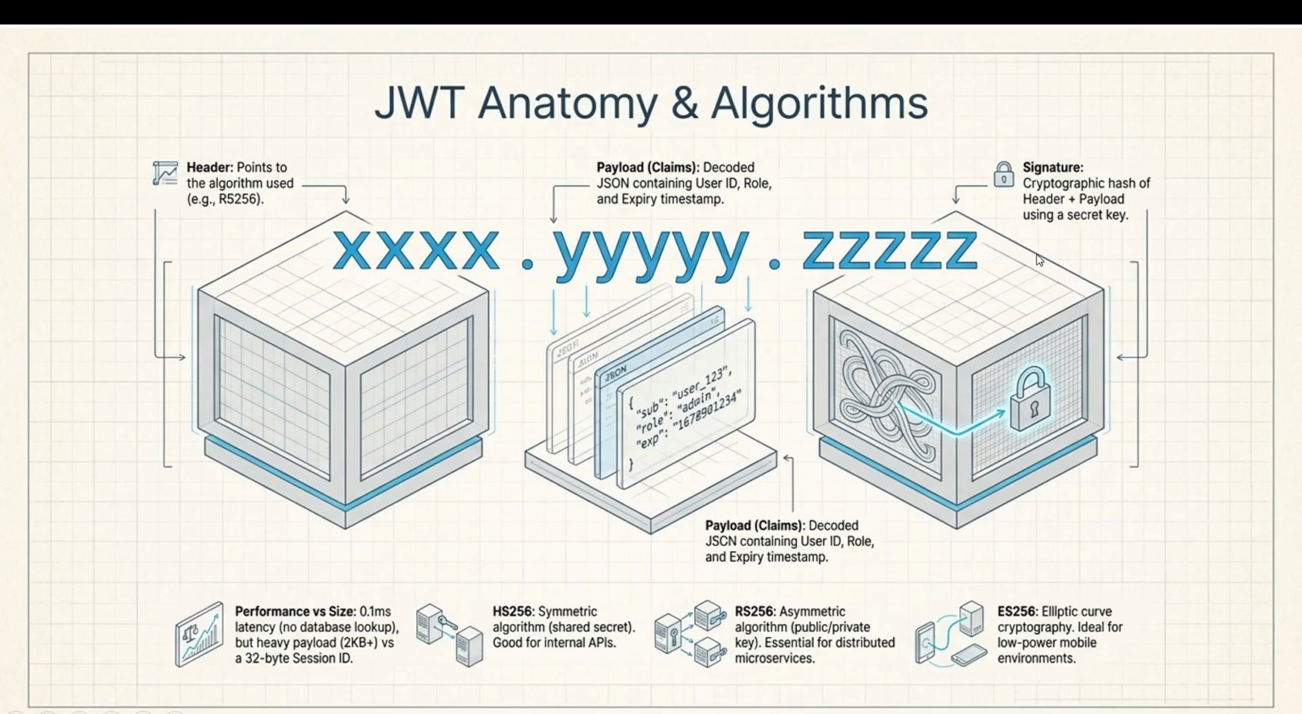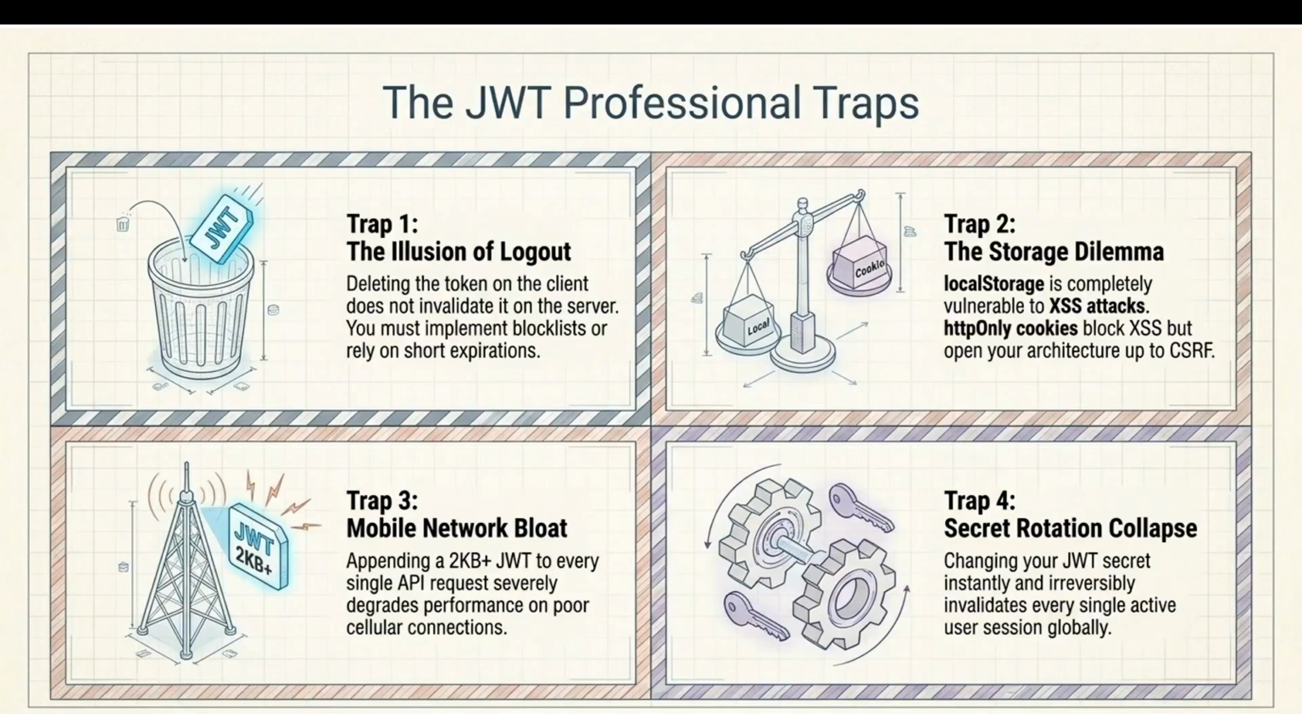The next slide. Yeah, JWT pitfalls. While using JWT, you might notice some problems or issues coming up. Some of them are deletion or logout. We'll read it out: deleting the token on the client doesn't invalidate it on the server. You must implement a block list or rely on short expirations. As I've told you earlier, the token, whatever is implemented, works until it expires completely. We cannot exit or stop the process in between.